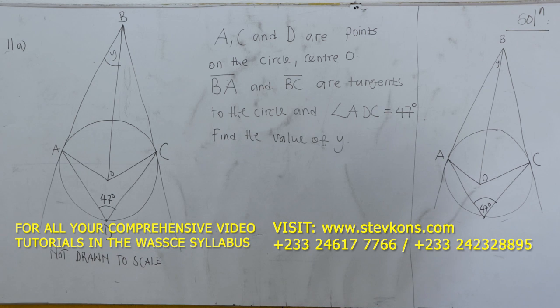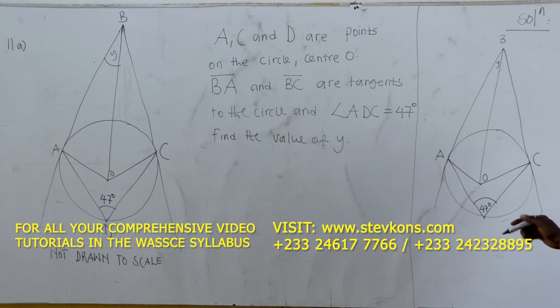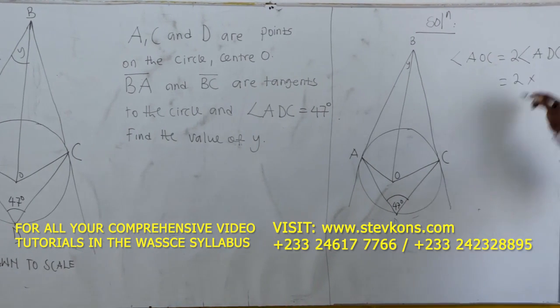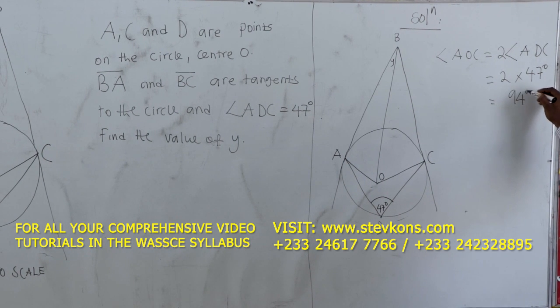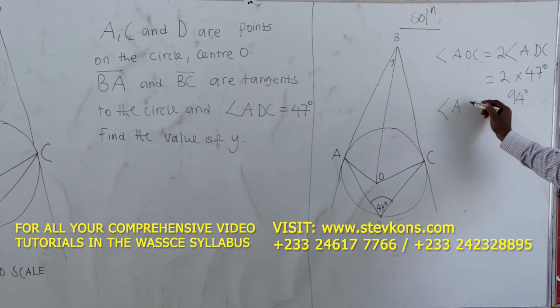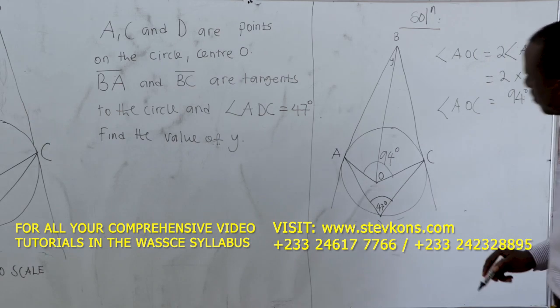So how can you find the value of Y? Now, we can see that AC is a chord, and the angle a chord obtains at the center is twice that it obtains at the circumference. So what can we say? Angle AOC is equal to 2 times angle ADC. Now what is angle ADC? ADC is 47. And 2 times 47 is just 94 degrees. So angle AOC, the angle over here, is just 94 degrees.